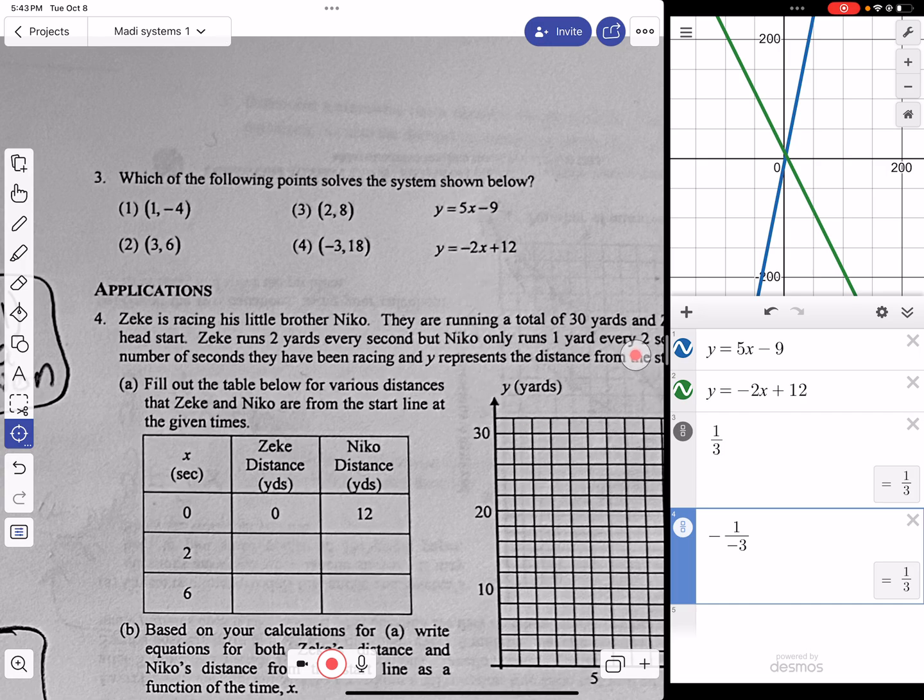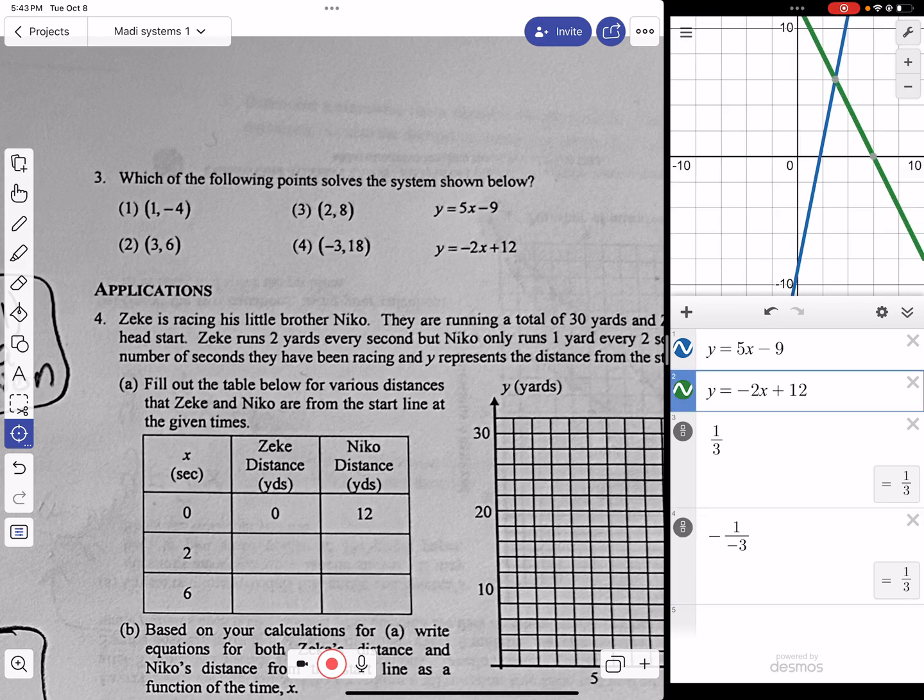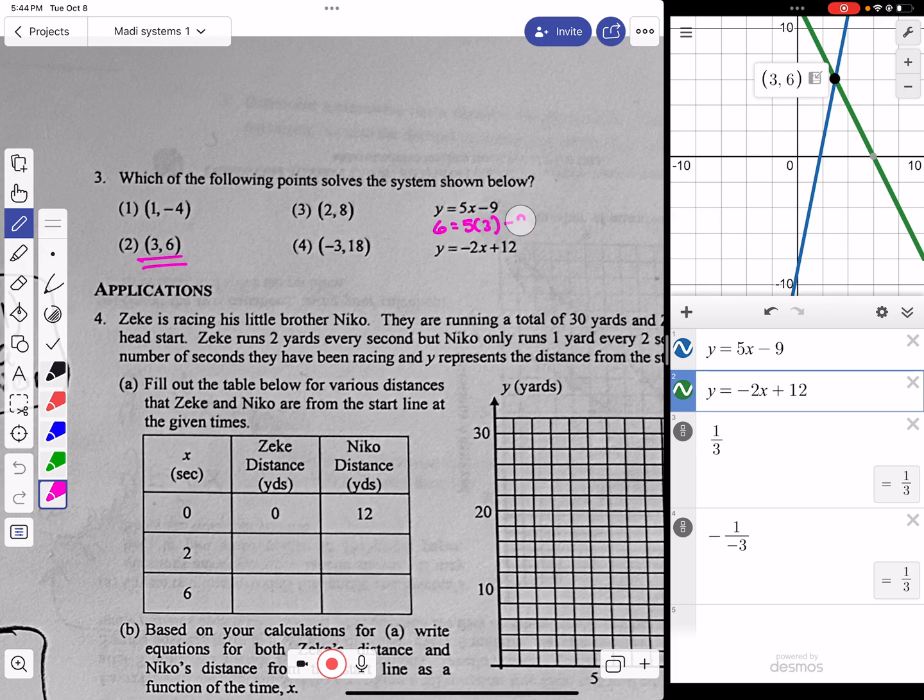I'm going to throw them into Desmos over here. Inside I threw in the 5x minus 9 and the negative 2x plus 12. And then I just simply have to touch where those two cross and it will tell me exactly the solution. So now I know it's this 3, 6 right here. But then to show it, what you should probably do is just show, hey, does 6 equal 5 times 3 minus 9? And that tells you that 6 equals what? 15 minus 9, which is 6 equals 6. It checks, and then show the check for the second equation.